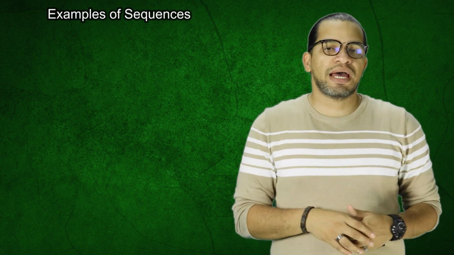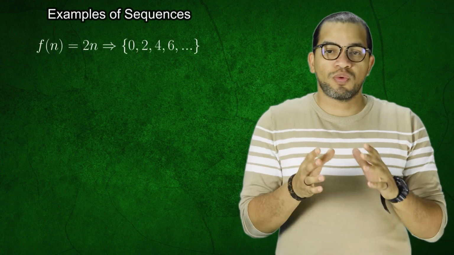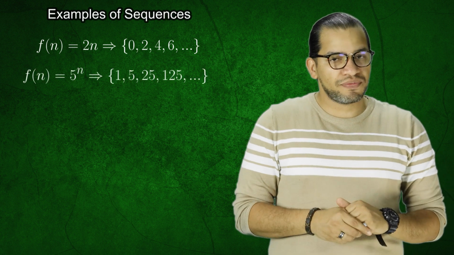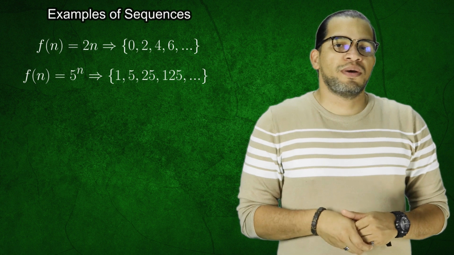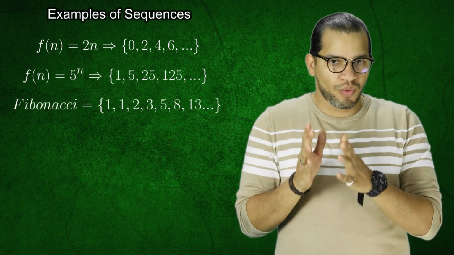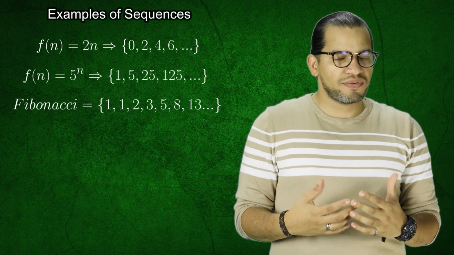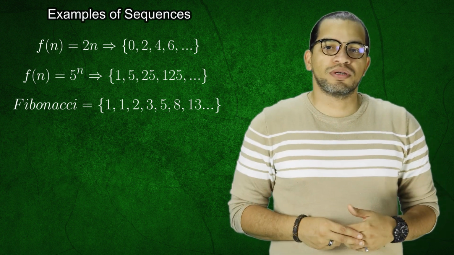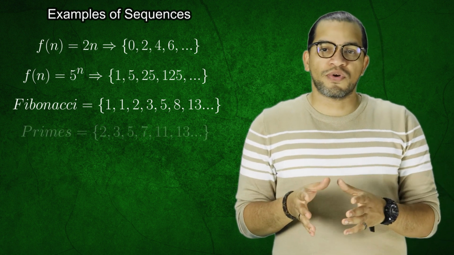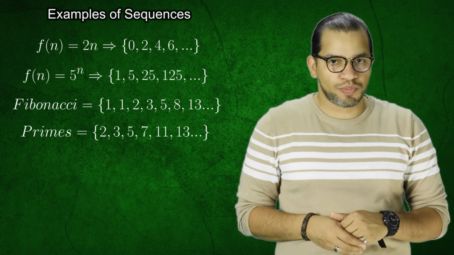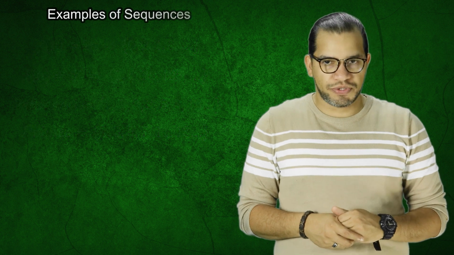The one given by f of n equals 2 times n. The one given by 5 to the n. The one given by 1, 1, 2, 3, 5, 8, and so on, where the next number is gotten from adding up the two previous numbers. And of course, the sequence of prime numbers.